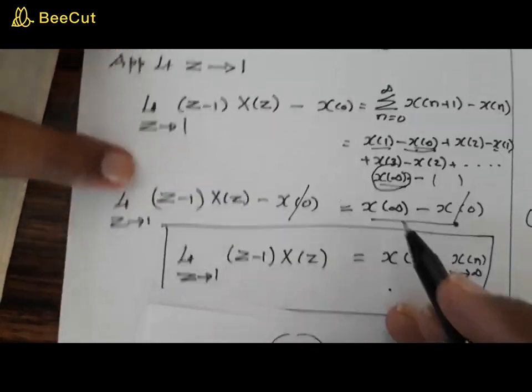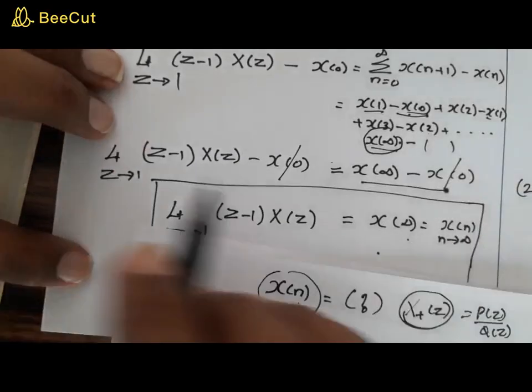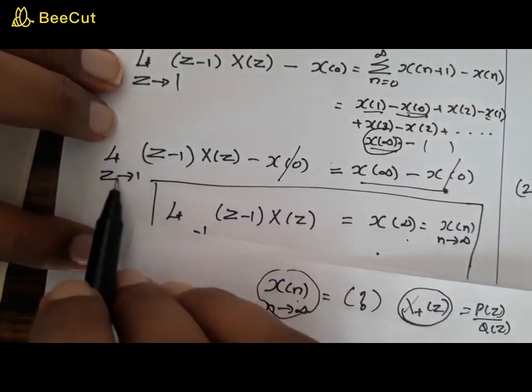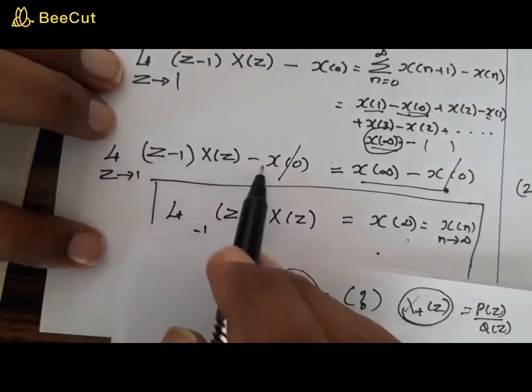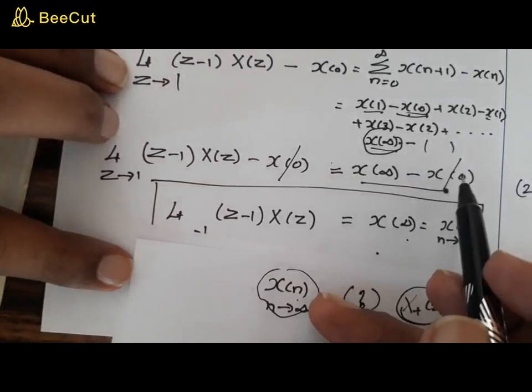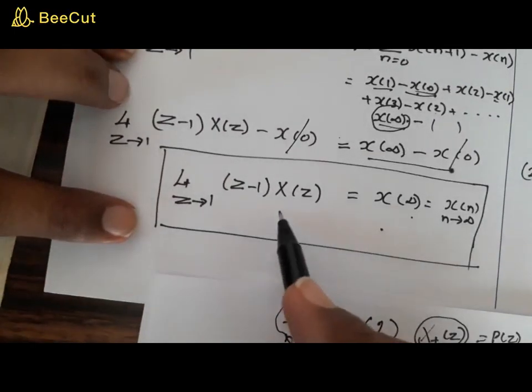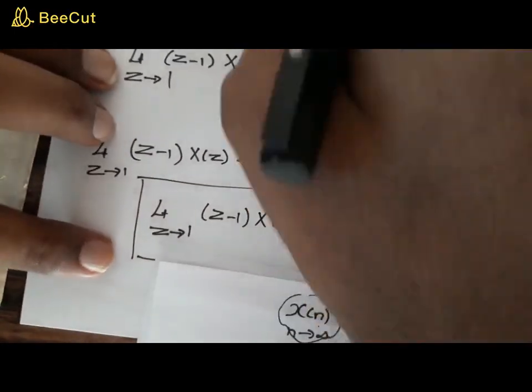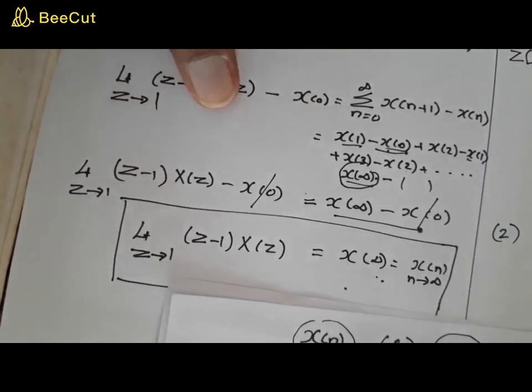So this will be x of infinity minus x of 0 is equal to limit z tends to 1, z minus 1 into X of z minus x of 0. This x of 0 and x of 0 get cancelled, resulting in x of infinity. So this is your final value theorem.